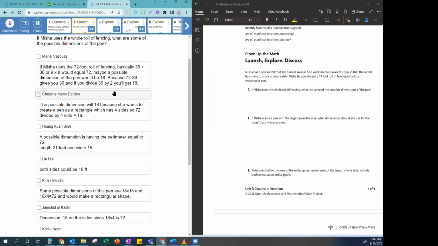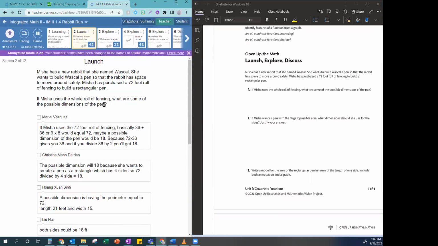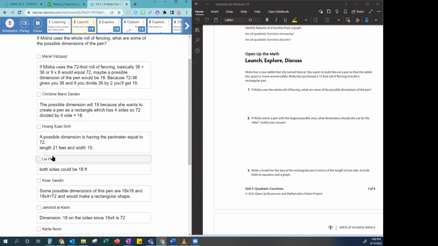If I was going to grade this person, if this was a quiz, I'd probably give this person most of the points. The only reason is they asked for a couple of different dimensions. So if this person puts maybe one more, that's fine. Someone put 21 by 15. That's another good one. How can you tell? Based on what this person explained, they said 72 divided by 2 is 36 plus 36. So then if you look, 21 plus 15 is 36.